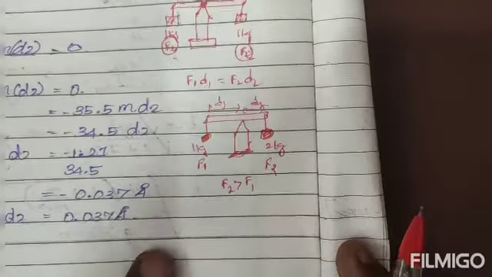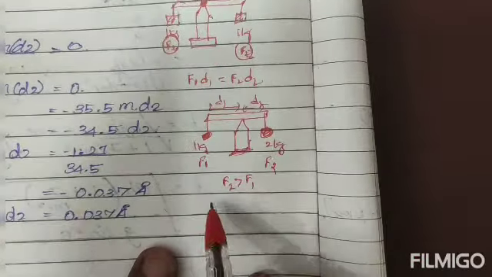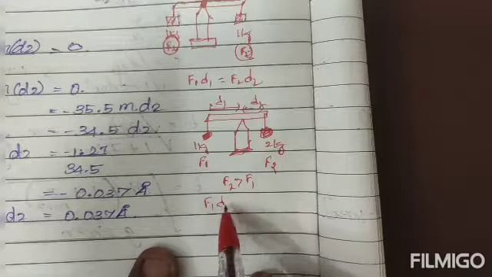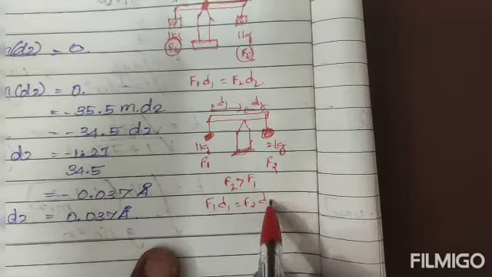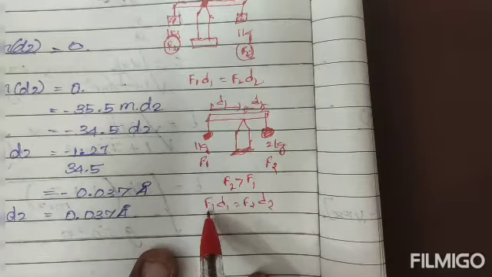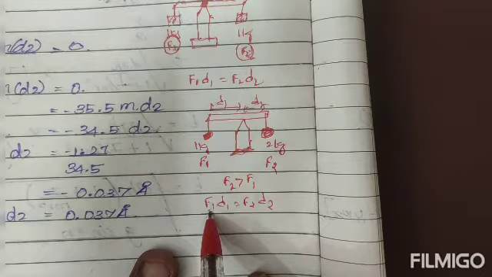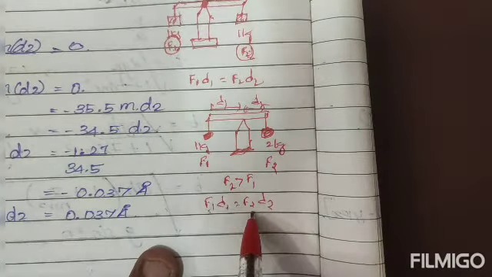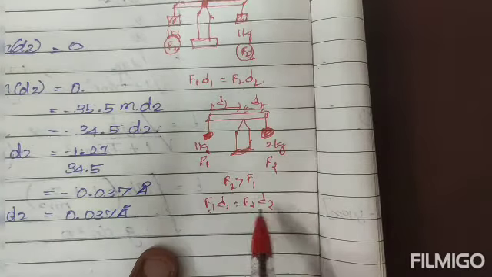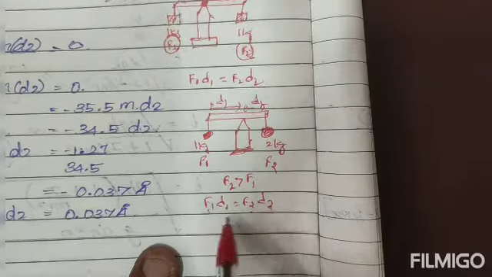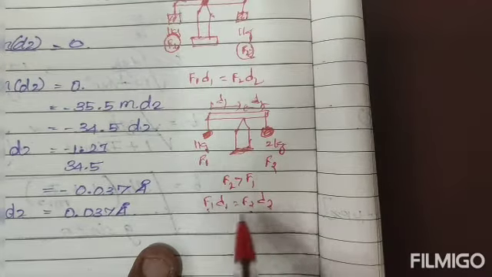So from this what we understand, listen, here also the same idea, F1 D1 is equal to F2 D2. So here force is less, distance is more. Here the force is more, distance is less. So again it will be compensated, it is maintaining equilibrium.